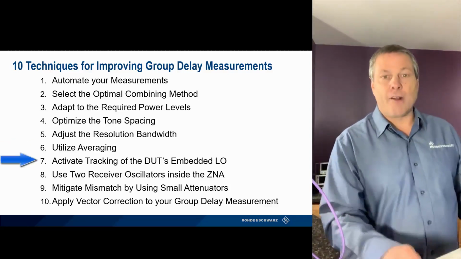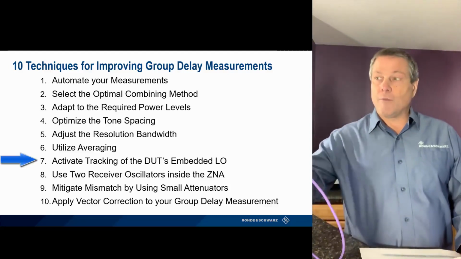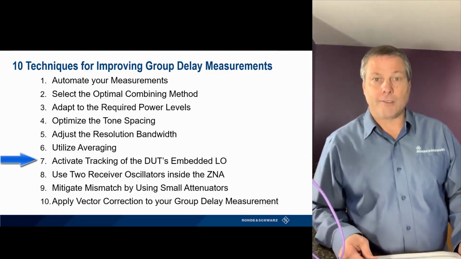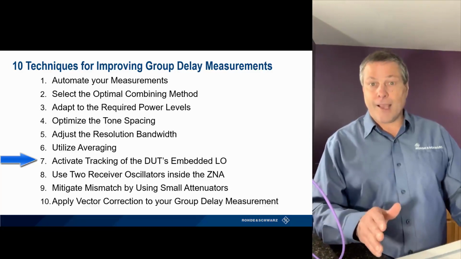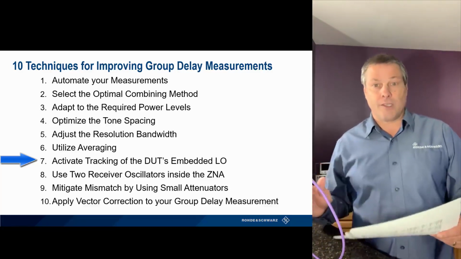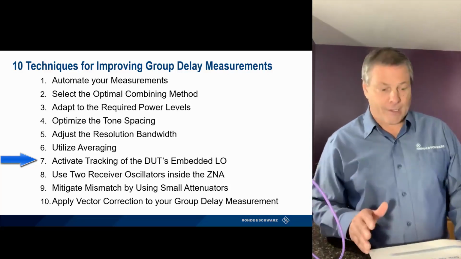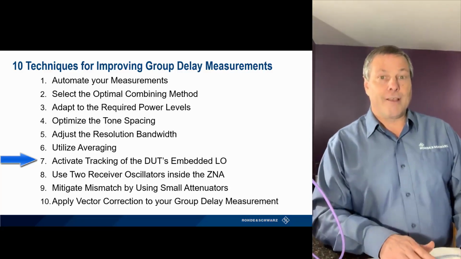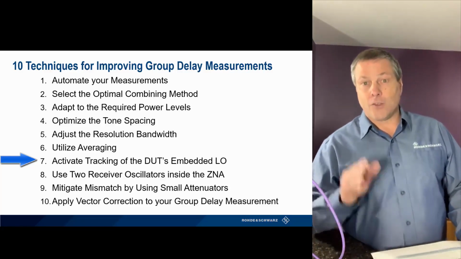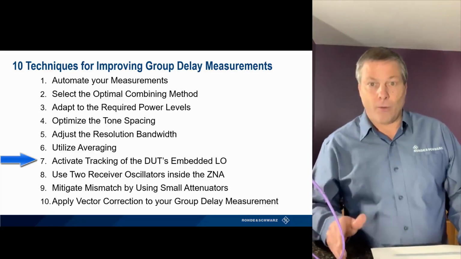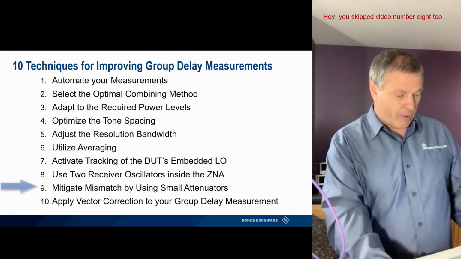Number 7, we talked about LO tracking. So we have devices under test with embedded local oscillators. It's possible that that local oscillator is at the wrong frequency. Either it drifted away from where it belongs, or we weren't sure where it belonged in the first place. LO tracking will tell you where it is, and it will let you correct for that error so that you can make an accurate measurement, even though the LO is drifting. That was video number 8.